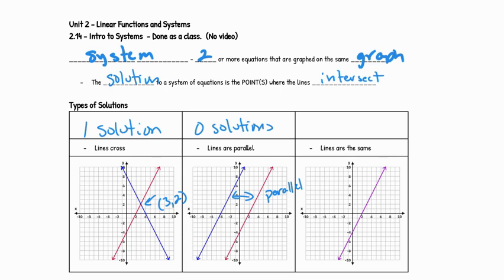And then finally, sometimes we have two equations that, when you graph them, are the exact same line. It happens, I'll show you in class. But in that case, you have an infinite number of solutions, meaning every point is a solution.